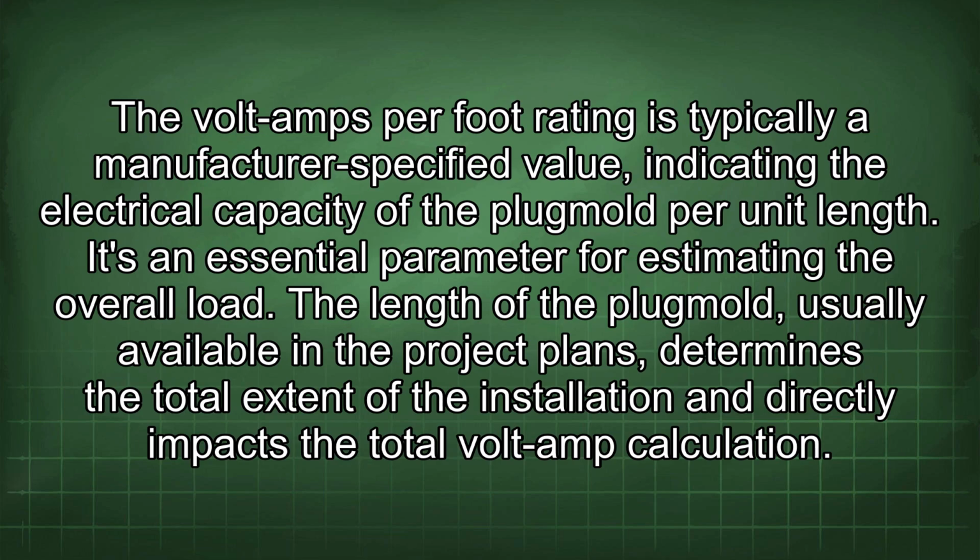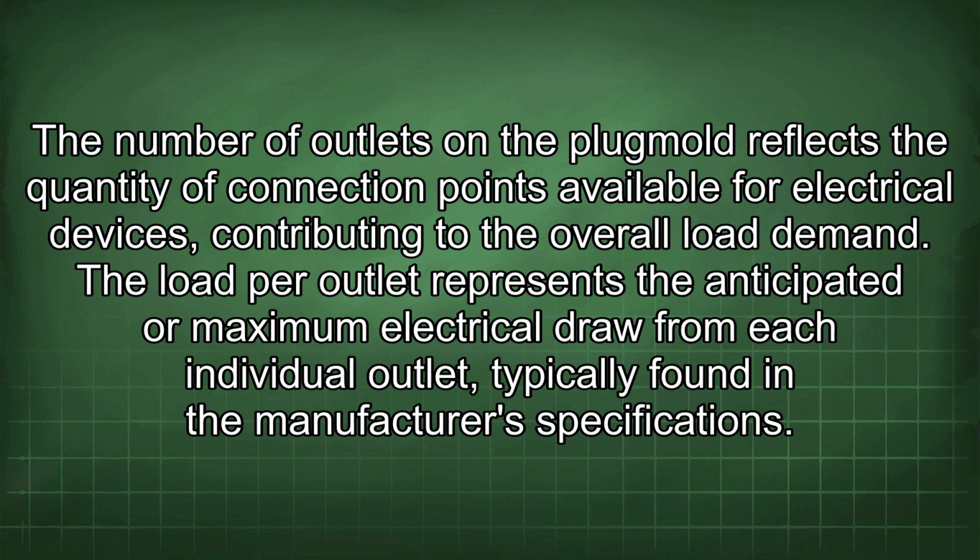The volt-amps per foot rating is typically a manufacturer-specified value, indicating the electrical capacity of the Plugmold per unit length. It's an essential parameter for estimating the overall load. The length of the Plugmold, usually available in the project plans, determines the total extent of the installation and directly impacts the total volt-amp calculation. The number of outlets on the Plugmold reflects the quantity of connection points available for electrical devices, contributing to the overall load demand.